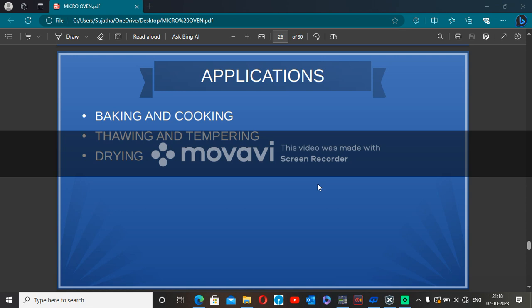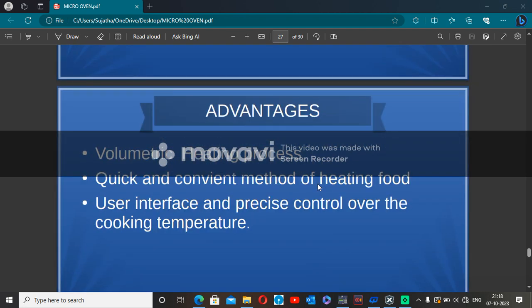Now, advantages. Microwave ovens cook food faster than conventional ovens and won't make a mess in the process. Reheat food instantly and quickly. Helpful for health conscious people. Microwaves also ensure that you will never burn your food again. Microwaves are also very economical and energy efficient. Volumetric heating process, user interface, and precise control over the cooking temperature.